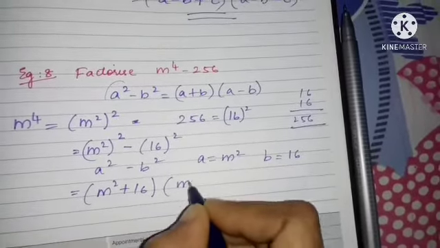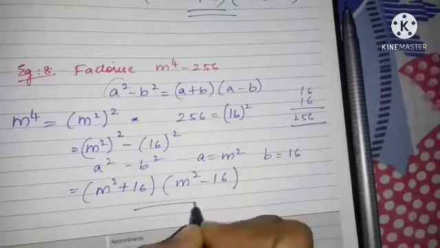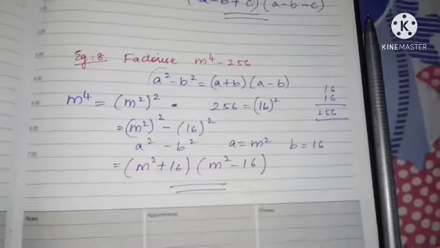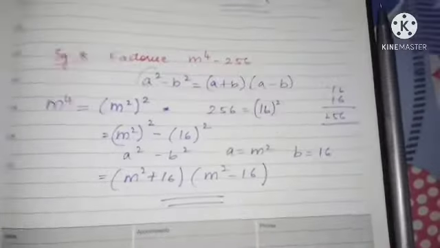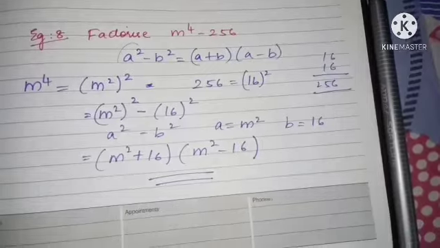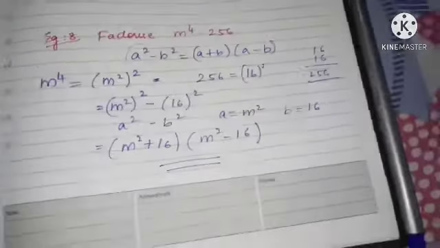A minus b, m square minus 16. Okay, a plus b, a minus b. Okay, it is easy, right? So again you can solve this. See, children, you have to make it very simple. Okay, that is our main motto.